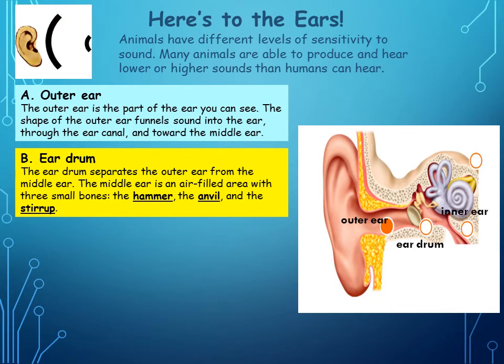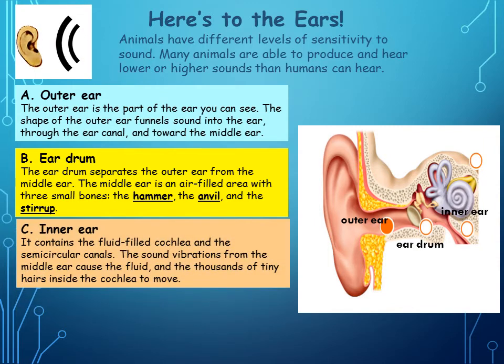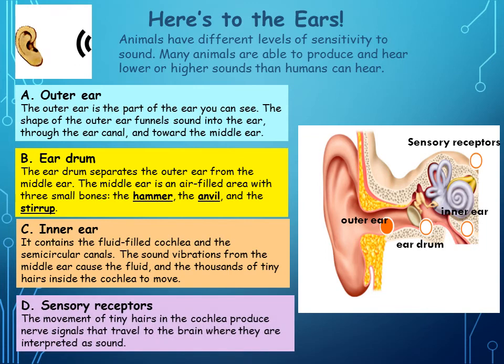And we have here the inner ear. It contains the fluid-filled cochlea and semicircular canals. The sound vibrations from the middle ear cause the fluid and the thousands of tiny hairs inside the cochlea to move. And the last one, look at this, grade 4, we have the sensory receptors. The movement of the tiny hairs in the cochlea produces nerve signals that travel to the brain, where they are interpreted as sound.